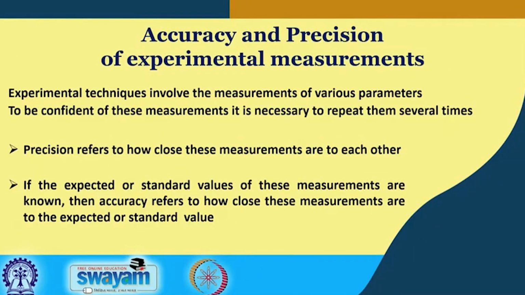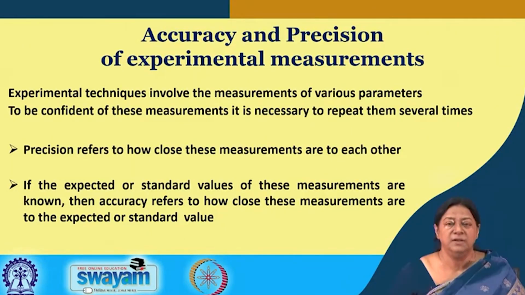If we talk about accuracy and precision, when we conduct a specific experiment, this experimental technique is going to involve the measurements of various parameters, whether it is just the volume of the sample we take, the temperature we are measuring, or the pH that we are looking at. To be confident of these measurements, we have to repeat them several times so that they are reproducible. We call these reproducible results. They are obtained by repeating our results.